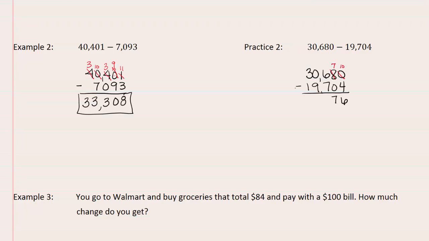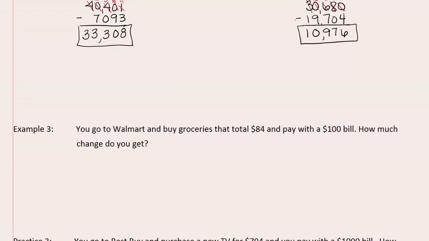6 minus 7, not enough, so I have to borrow. Oh, I have a 0, so I can't borrow from the 0. Borrow from the 3. 0 became a 10, and now I can borrow from it, and I get 9. And my 6 becomes a 16. 16 minus 7 is 9. 9 minus 9 is 0. 2 minus 1 is 1. So you should have gotten 10,976.